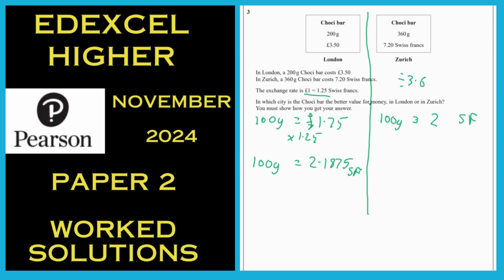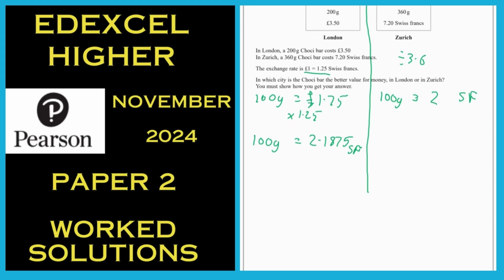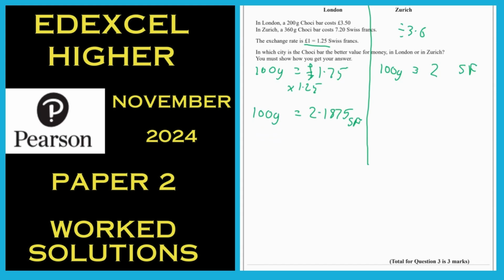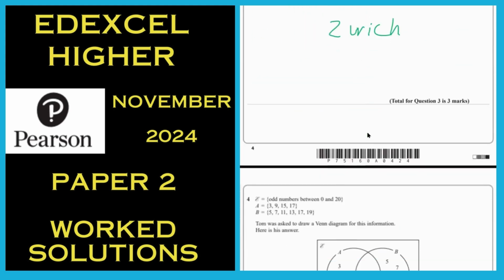As you can see, you've now got a pretty straightforward comparison. In which city is it better value for money? Straight away, it's Zurich, because 100 grams costs 2 Swiss francs, but in London it'd be well over 2, almost 2.2 Swiss francs.